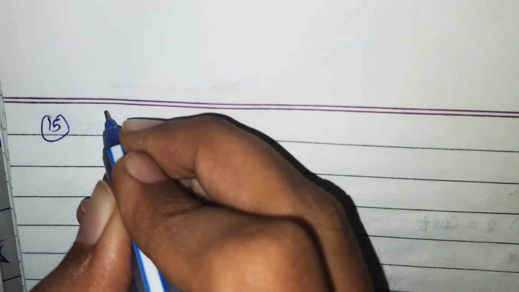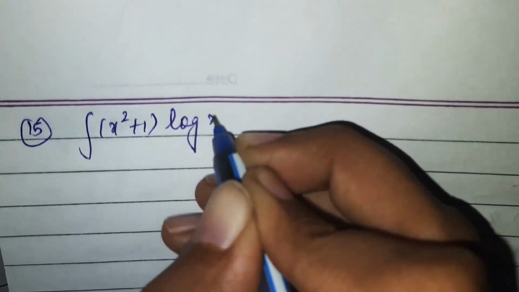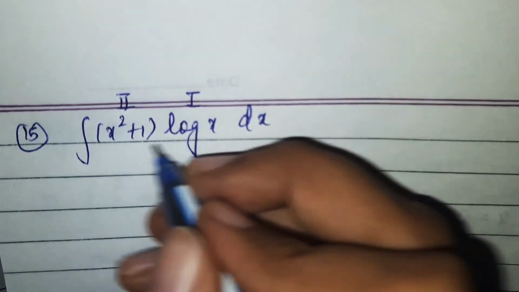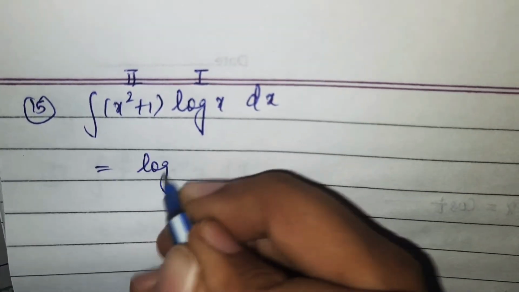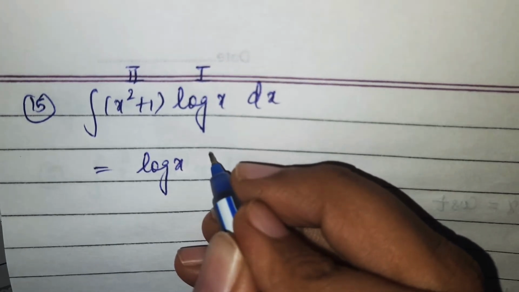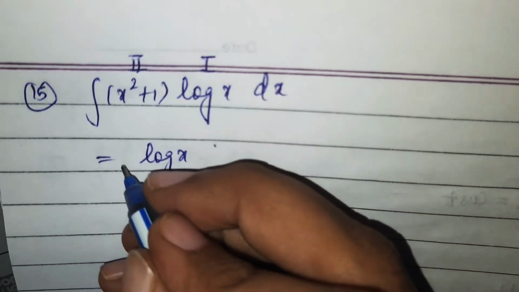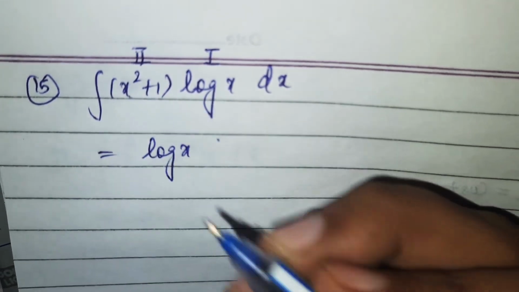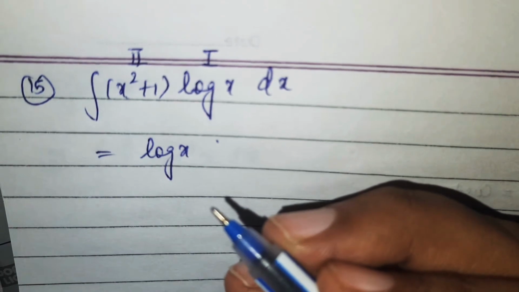We'll do question number 15. In question number 15, what you need to do? Integral of x square plus 1 times log x dx. So this is the first function, and this is your second function, log and algebraic. Then first function same, integration of second function. Or you can split it also, this into this into this, that is also okay. Otherwise you can go ahead with this also.